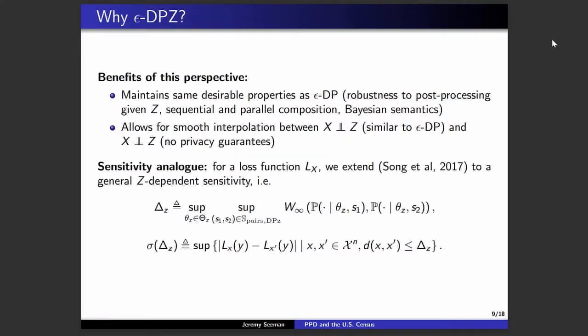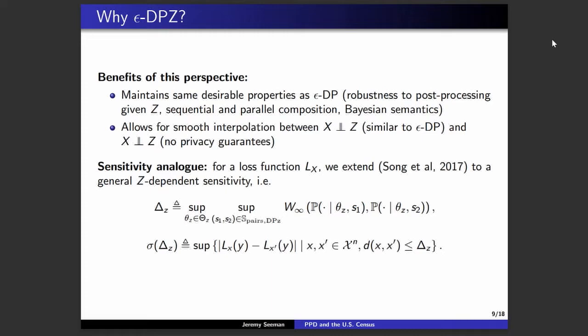So the reason we're thinking about this in terms of these inferential guarantees is that it allows us, when we think about these data generating distributions, to have the same nice properties that we would have in a traditional epsilon-DP setting. So these are things like robustness to post-processing, in this case given the public information, which is not necessarily true if you only have the result without considering the effect of the public information in a traditional DP setting. We also have sequential and parallel composition and the same sort of testing-based Bayesian semantics now based on our public information Z.